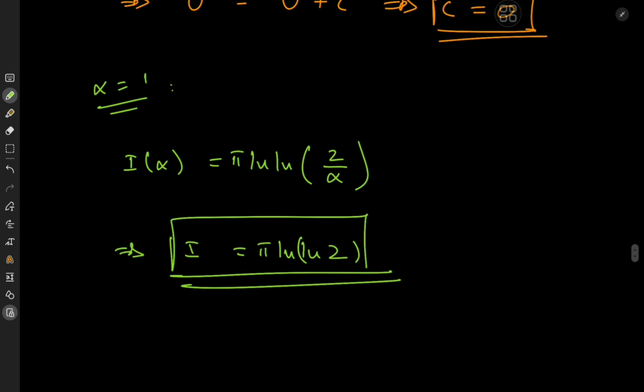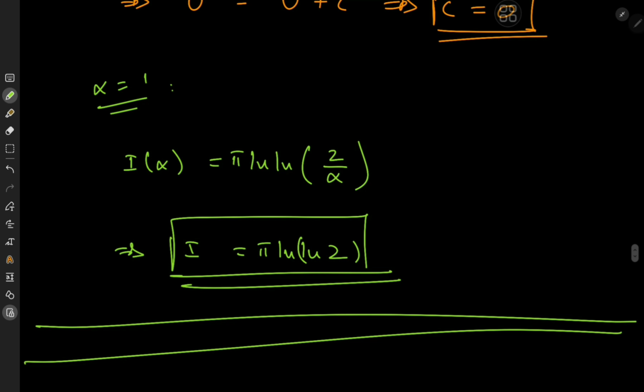And this whole journey is one of the many reasons I enjoy applying Feynman's trick. I really love applying this technique.